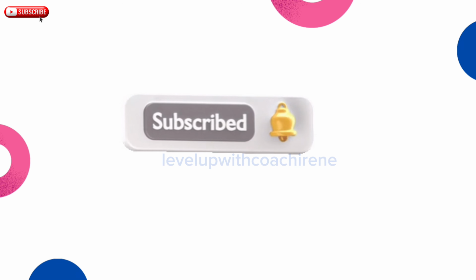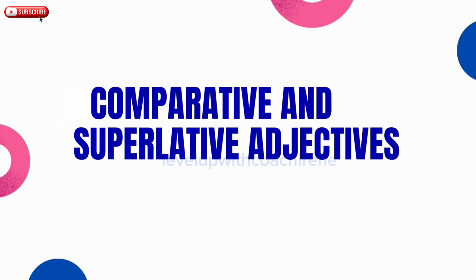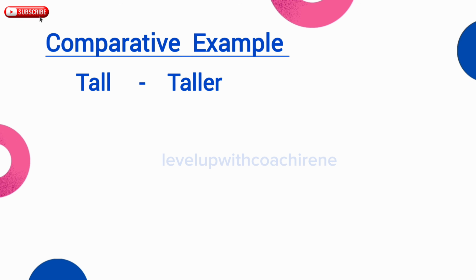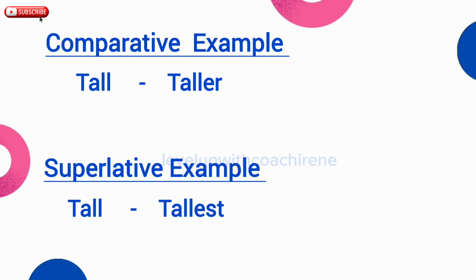To proceed, we will be looking at comparative and superlative adjectives. Comparative and superlative adjectives are used to compare differences between objects, people, or things. Whilst comparative adjectives are used to compare two things, showing that one has more or less of a quantity than the other, superlative adjectives are used to compare three or more things, showing that one has the most or least of a quality. Examples we have tall, taller for comparative. For superlative, we have tall, tallest.